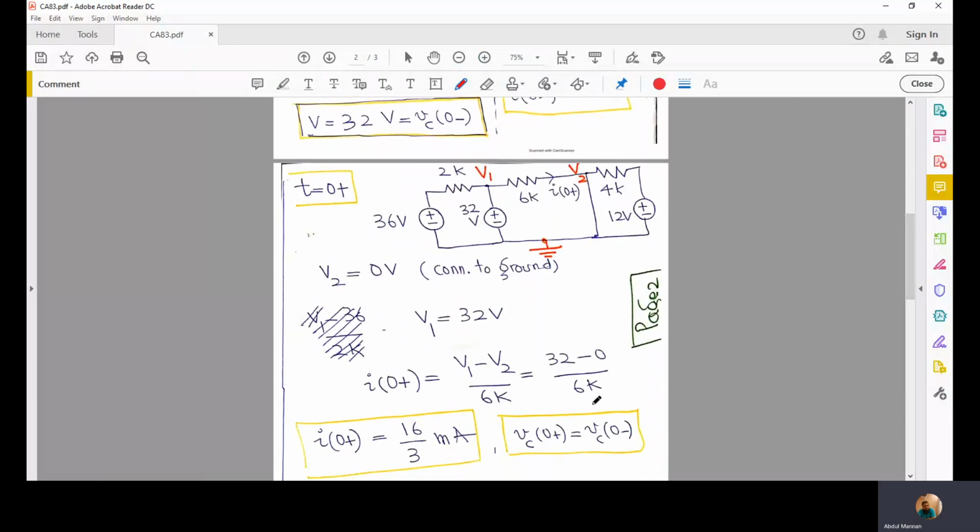Right. We know that Vc at 0 plus would be the same as it was at 0 minus because the voltage drop across a capacitor cannot change suddenly. But how do we find the current I at 0 plus?